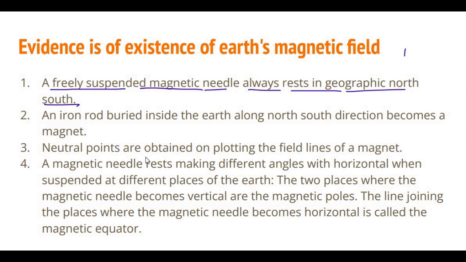You tie a thread at the center and you suspend it freely so that it can rotate freely. You will see that when this magnet comes to rest, the north pole of the magnet always points towards geographic north. In whichever direction our geographic north is, meaning the cardinal direction north, the magnetic north of the magnet will also point towards that direction. So why did it stop here? That means the Earth must have a magnetic field.